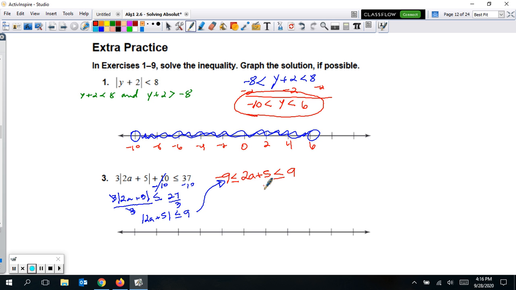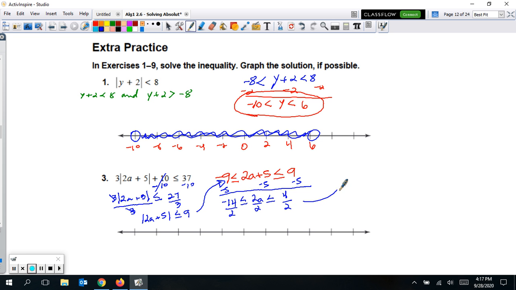I need to get a by itself. So the first thing I'm going to do is subtract the 5 from the middle and each end here. So I'm going to subtract 5 from both 9 and this negative 9. What that gives me is negative 9 minus 5, which is negative 14, less than or equal to 2a in the middle, less than or equal to 9 minus 5, which is 4. And now I'm going to divide by 2, so I need to divide negative 14 by 2 and positive 4 by 2.